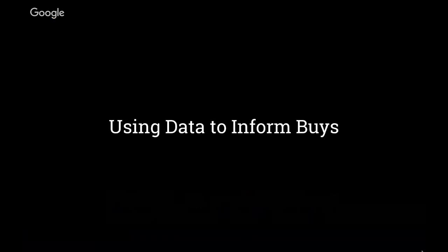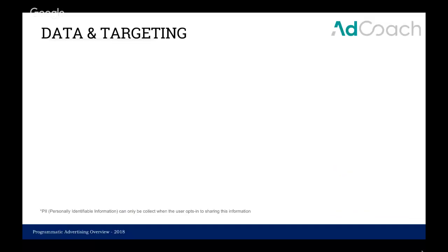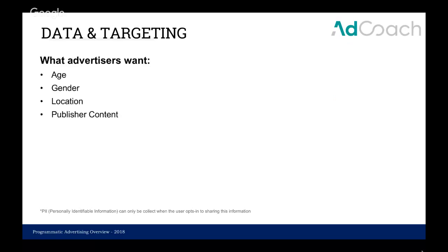Now, obviously, that is a really baseline example of what happens. So let's talk about the data that's actually used in that transaction and how an advertiser would decide to buy a particular set of inventory. So first off, we got to define what advertisers are looking for. Generally, advertisers will look for age, gender, location, and the content of the publisher. They want to make sure that they're targeting the right audience.